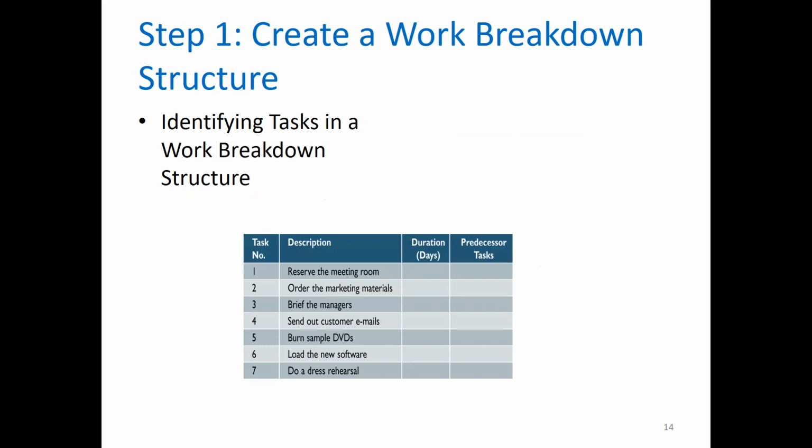Identifying tasks in a work breakdown structure. Now, the listing of the tasks can be challenging because the tasks might be embedded in a document. So to make it simple, we generally create a table with columns for task number, description, duration, and predecessor tasks. Using this information and the table, it becomes easier to draw the work breakdown structure.